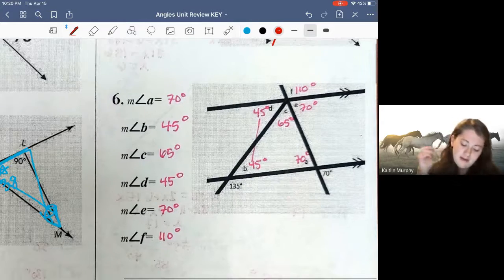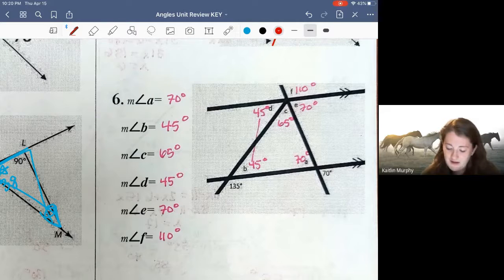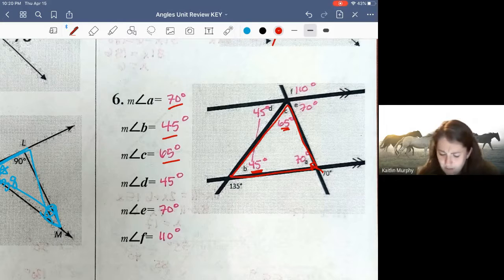Okay, we've got a bigger one here. So we started with this 135 and the 70. That 70 can be brought right across as a vertical angle. The 135 and the B are adjacent. They have to be supplemental. So we can subtract that 135 from 180 to get 45 degrees for B. We've got measure of angle A is 70 degrees. We can finish up this triangle, making it add up to 180 to get this 65 degrees for measure of angle C. And then after that, we need to check out our parallel lines cut by a transversal.